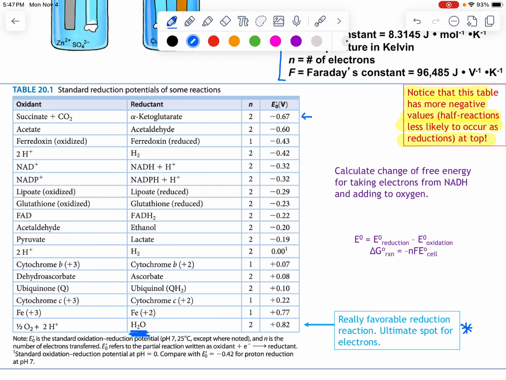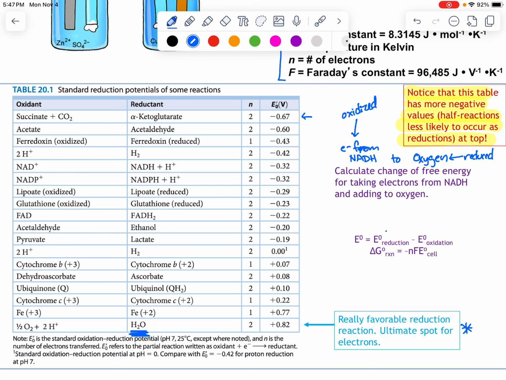We can use this to calculate the free energy. So for example, free energy of taking electrons from NADH and adding the electrons to oxygen. So electrons from NADH and then taking them to oxygen. If I think about that, losing electrons, NADH will be oxidized. And we're giving them to oxygen, so oxygen will be reduced.